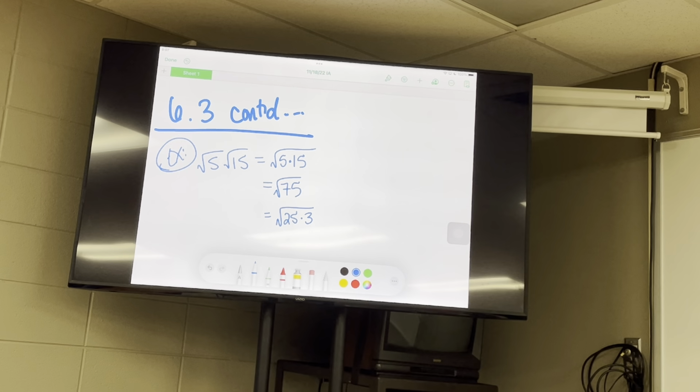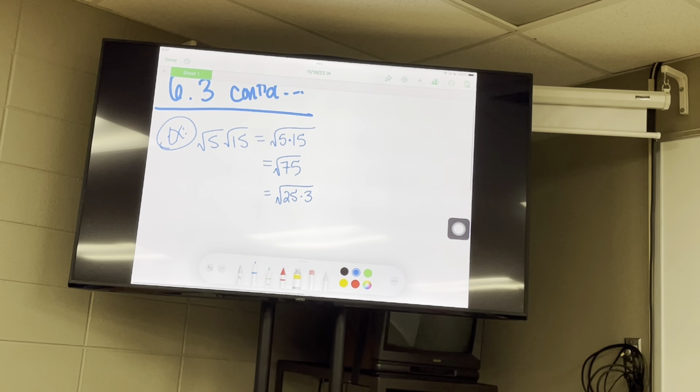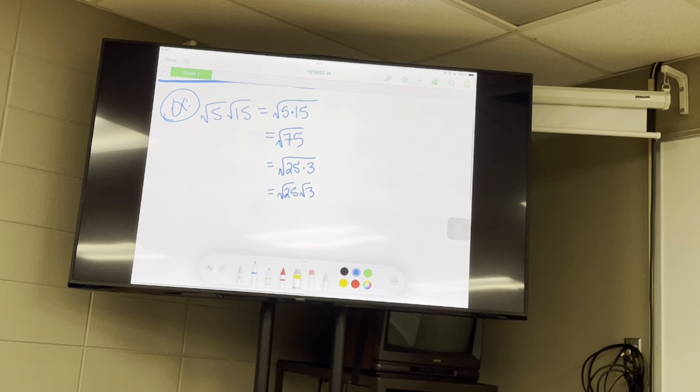A reminder, you need to ask yourself that every time. Now if I started here and I said, is there a perfect square that goes into 5? No. Is there a perfect square that goes into 15? No. So you can't simplify those any further standing alone, but once you combine them, you can. Again, since it's being multiplied, I can separate it as the square root of 25 times the square root of 3. What is the square root of 25? 5. So the answer is 5 square root of 3.